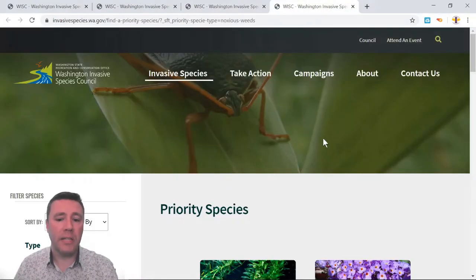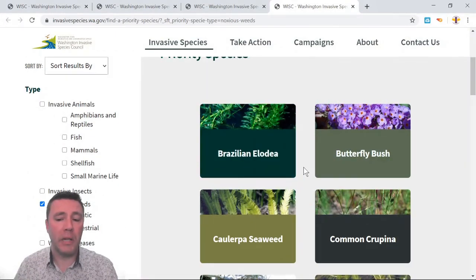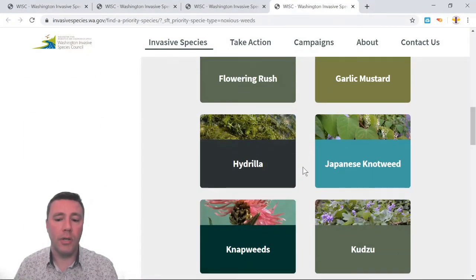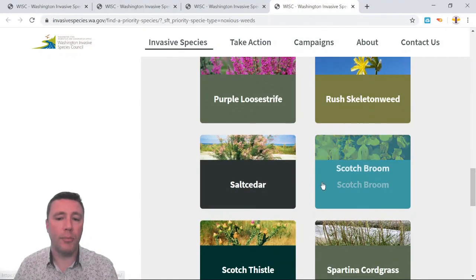When it comes to plants, some of these that you may have heard of, Elodea, which is a water plant. There's also kudzu here. And then down a little farther, Scotch broom, which we have tons of, especially growing along the sides of freeways.